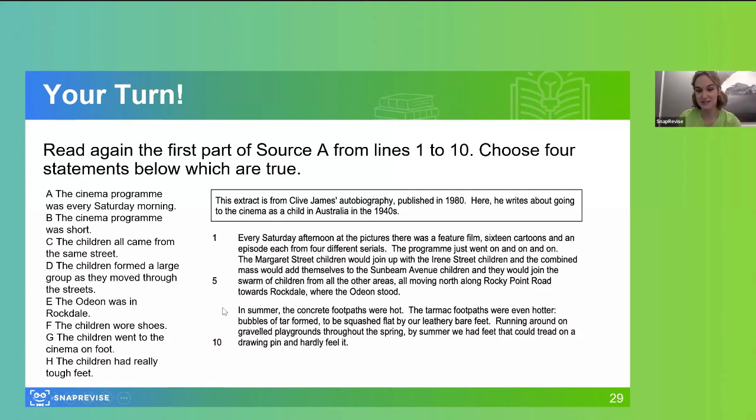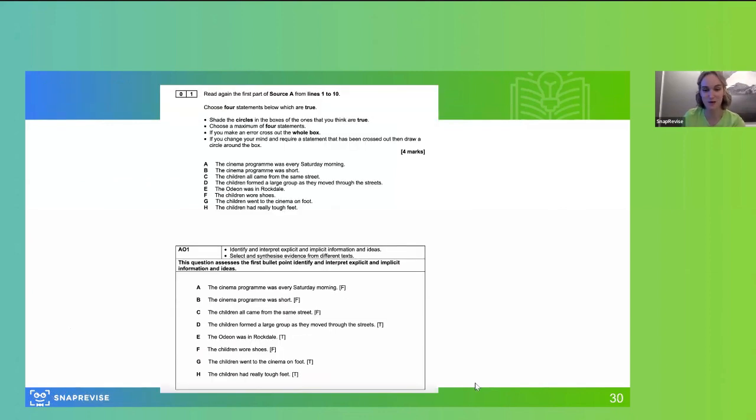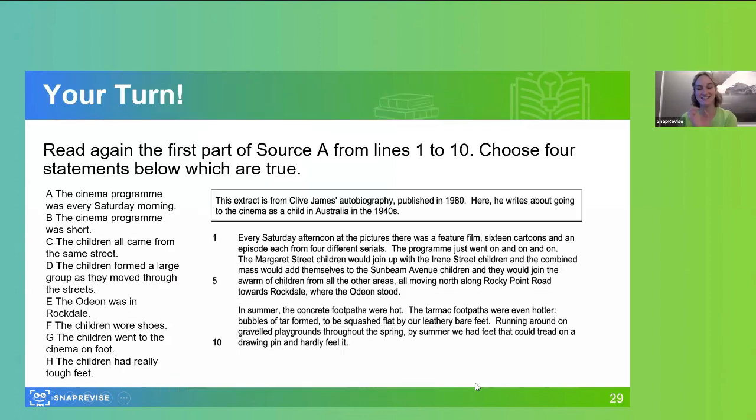Children wore shoes. Is that true or false? Again, there is one word that literally tells you whether or not this statement is true. Exactly. They have bare feet. Very key.